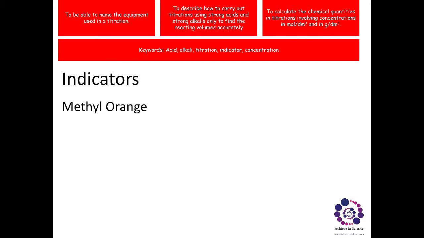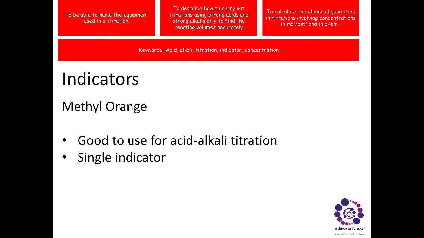Another indicator is methyl orange. This is again good to use for an acid-alkali titration, as it is a single indicator. It is yellow in alkali and red in acid.